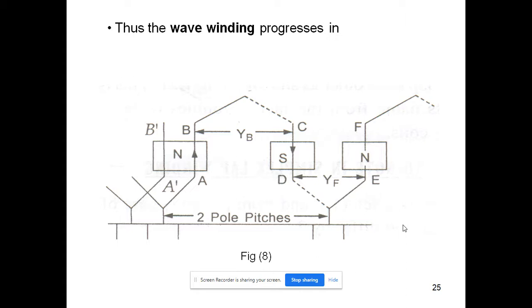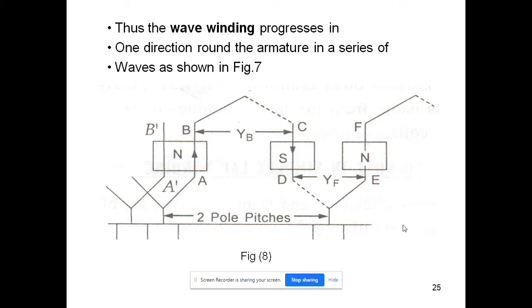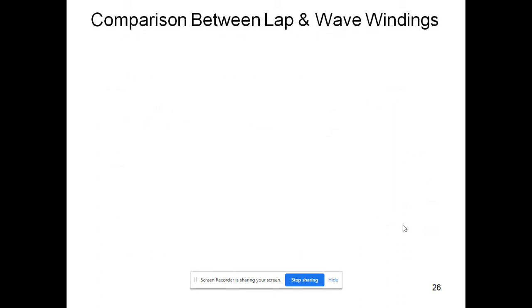You can simply say that in a rectangular coil there will be two conductors. One conductor will be connected to a commutator segment under one pole, and the second conductor will be connected to the commutator under next pole. Here the poles will be different. One direction around the armature in a series of waves as shown in the figure.